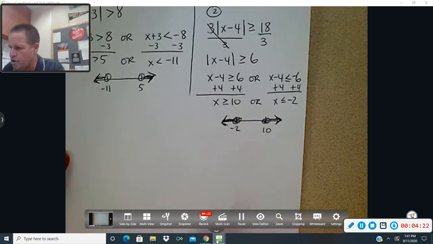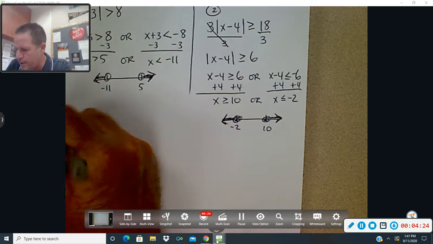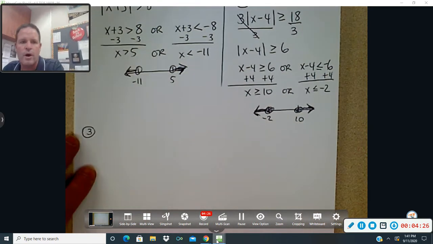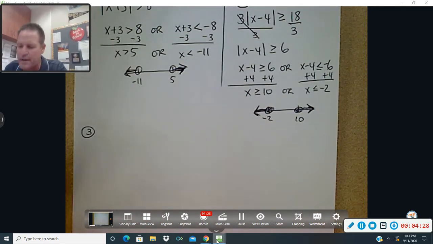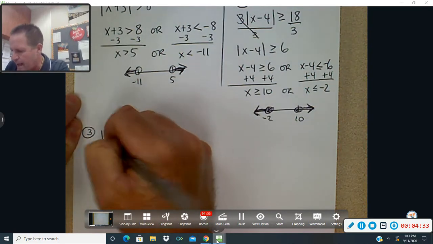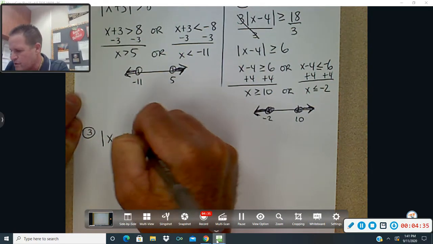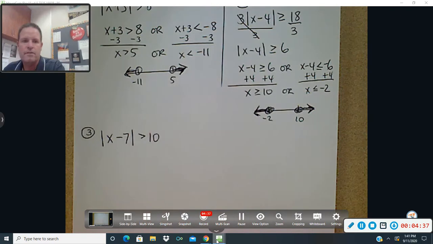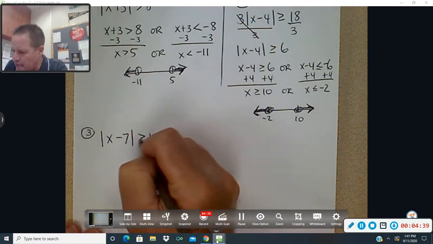All right, let's try this. Now, what I'm going to do for these next two is I only want to set them up. I don't want to solve anything at the end. Okay, so do we have it down, the correct setup for x minus 7 is greater than 10? Do you have it down? Do you understand how to set it up?